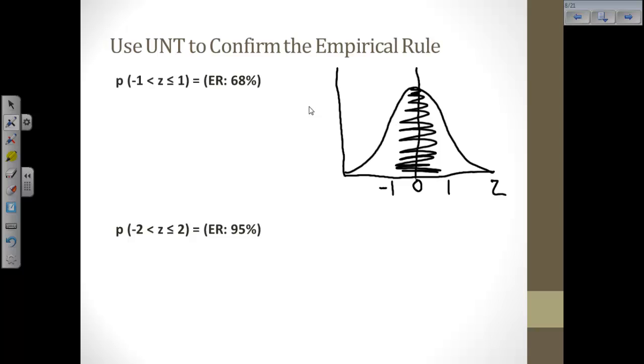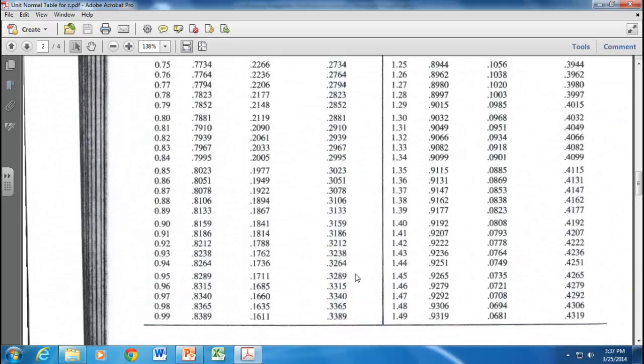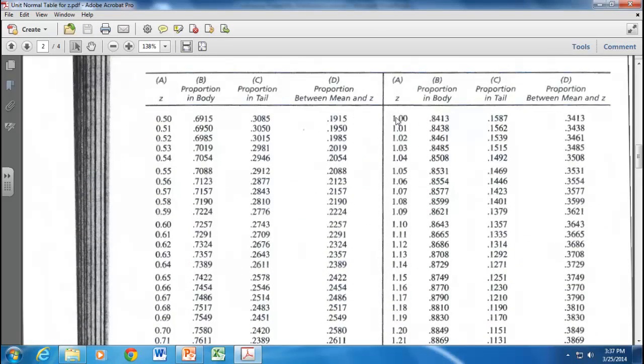Well, there's several ways that we could go about doing this. Let's first focus on probably the easiest way because we have 2 mean to z's, right? This would be a mean to z. This would be a mean to z. So we can find the proportion from the mean to a z of 1 and add that to the proportion between mean and a z of 1. And that'll give us that proportion in the middle. So let's look at the table. First we need to find the z of 1. There it is. And the proportion between the mean and z is 0.3413.